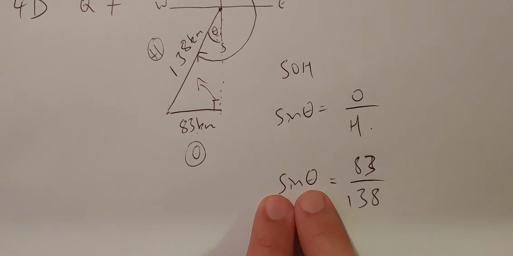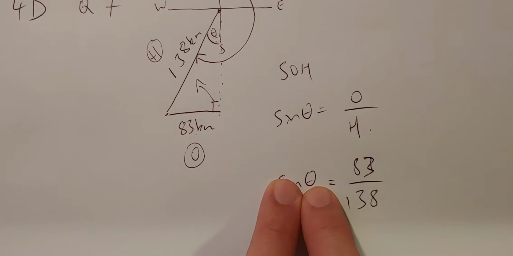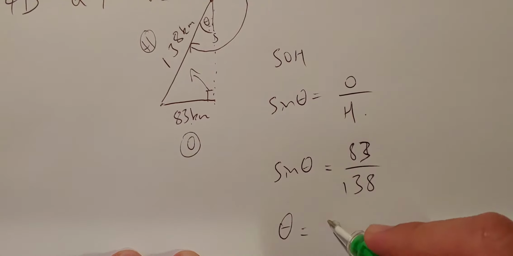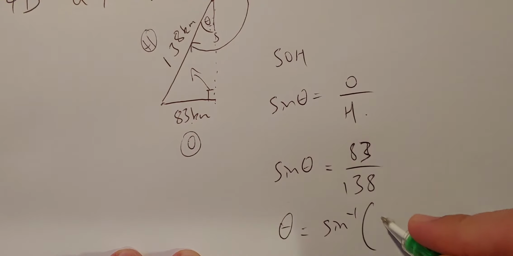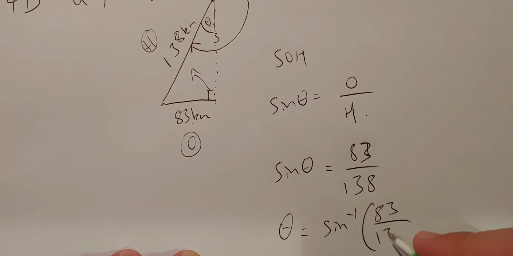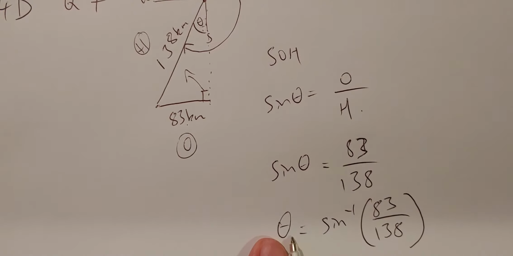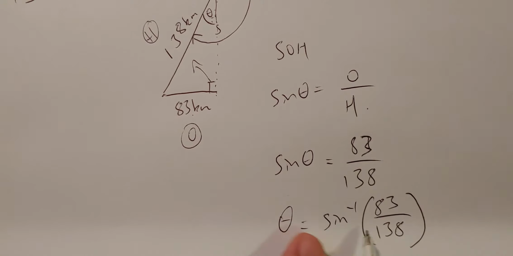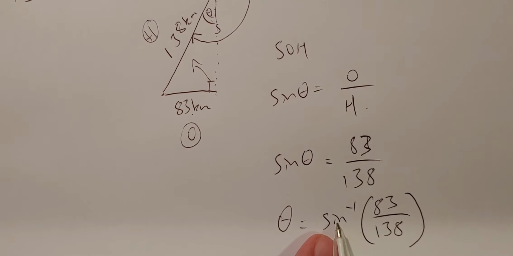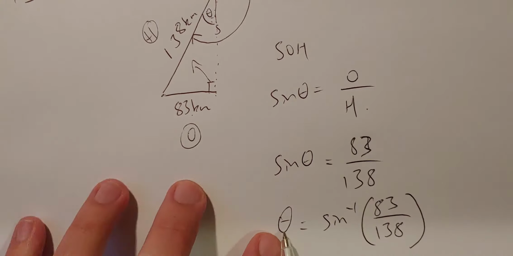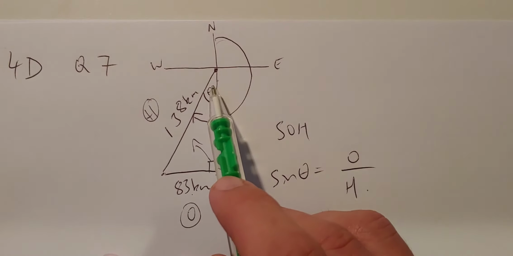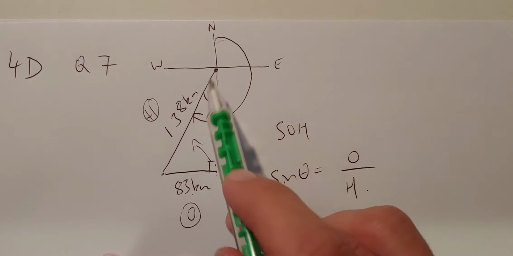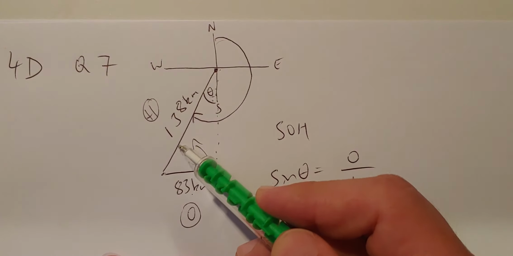Now we're trying to strip this sine function away from theta. So we do the opposite, the inverse sine to both sides, and we end up as theta equals inverse sine 83 over 138. Now, I don't have my calculator with me at home and I'm recording on my phone. What we do is we plug that into the calculator and that gives you the angle. For this particular problem, the first part, we now have that angle. So 180 plus that angle is the true bearing that this plane has gone on.